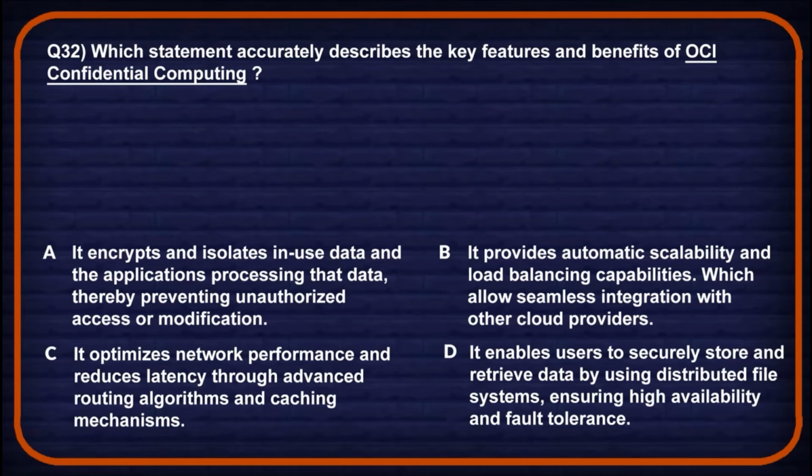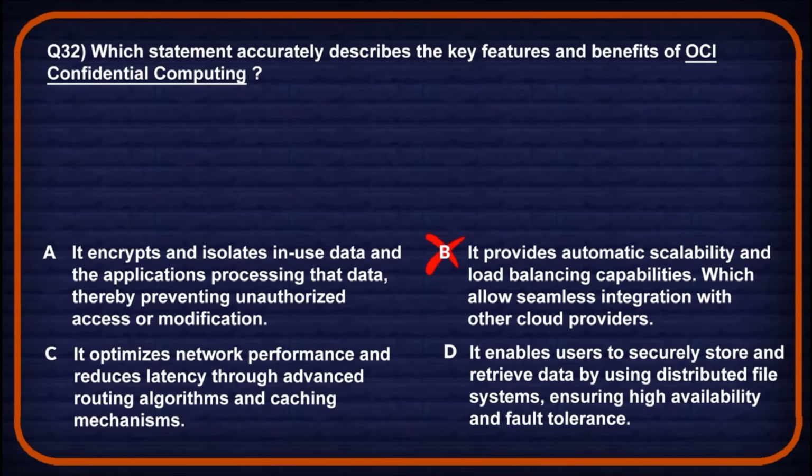Let's keep it. Moving on to option number B, provides automatic scalability and load balancing capability which allows seamless integration with other cloud providers. Scalability and integration are features of OCI compute and networking, not confidential computing which focuses on data in use protection. So option B not a correct choice.